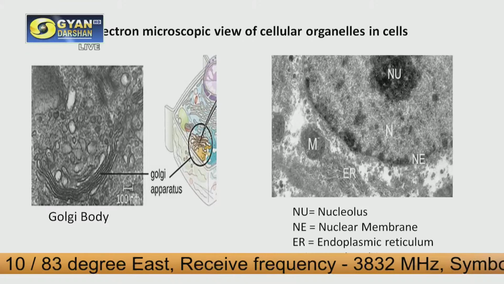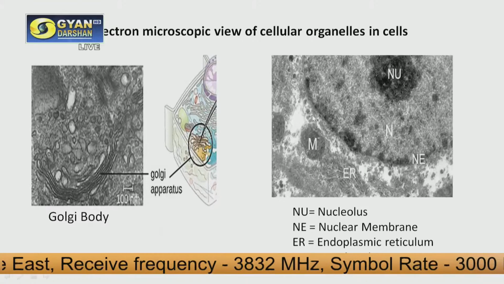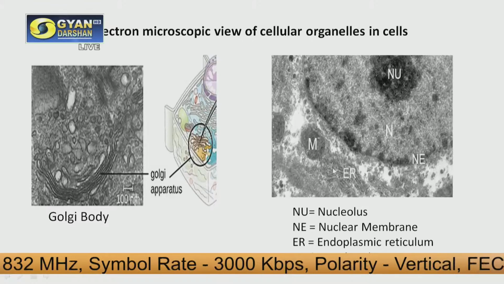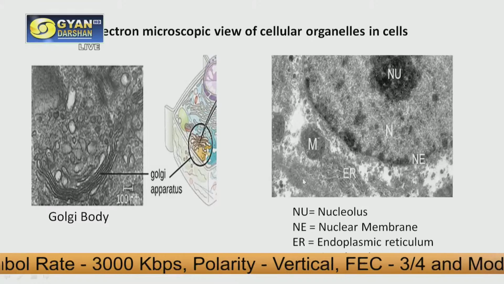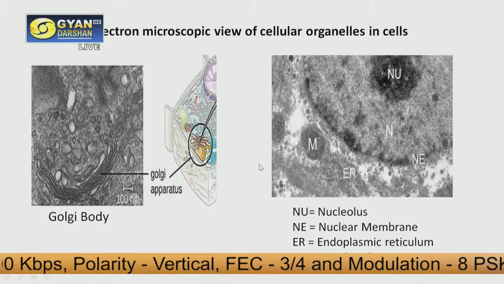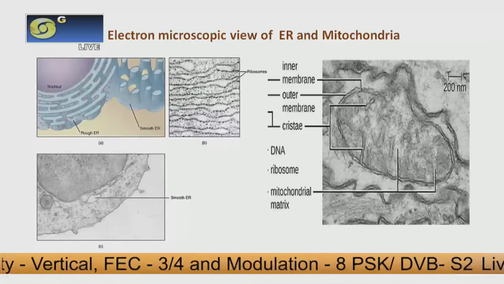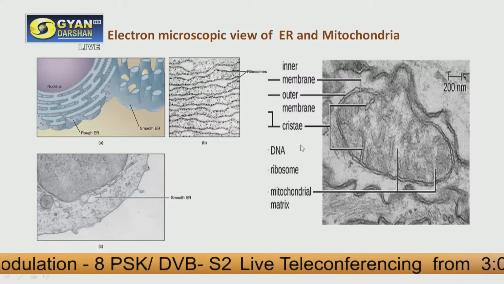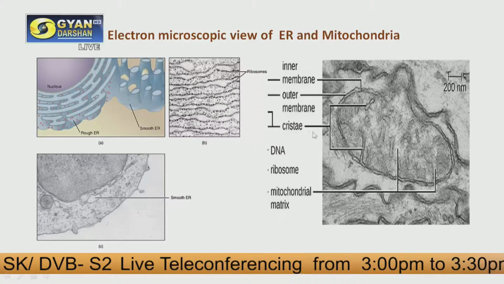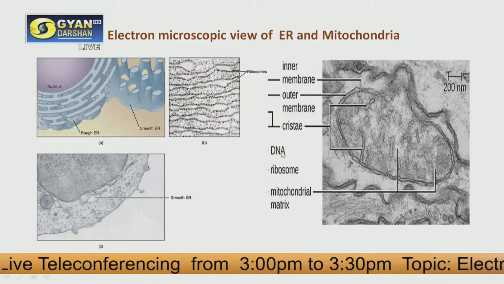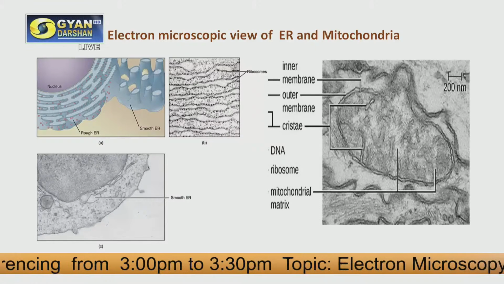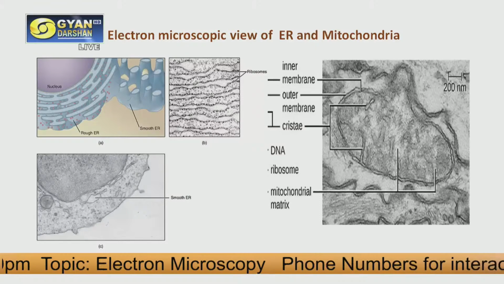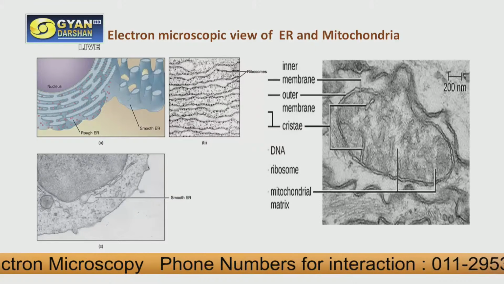Here you can see the nucleus, then the nuclear membrane, the endoplasmic reticulum, and the mitochondria. These structures are revealed by electron microscopy. Another figure is the electron microscope view of the endoplasmic reticulum and mitochondria. These subcellular organelles are present inside the cells, specifically in eukaryotic cells.